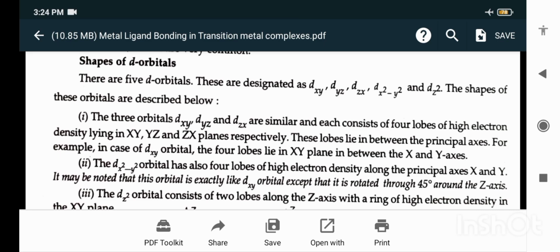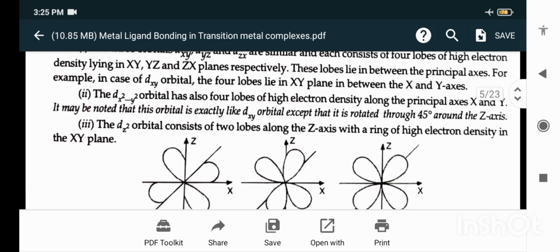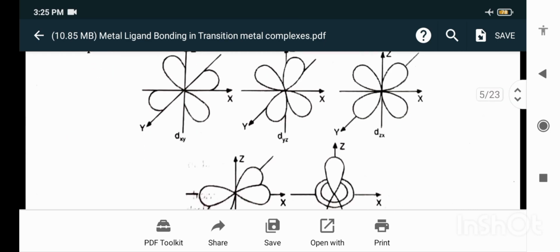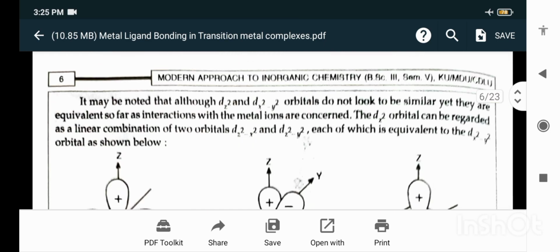The dx square minus y square orbital has also four lobes of high electron density along the principal axes x and y. It may be noted that this orbital is exactly like the dxy orbital, except that it is rotated through 45 degrees around the z-axis. The dz square orbital consists of two lobes along the z-axis with a ring of high electron density in the xy plane. It may be noted that although dz square and dx square minus y square orbitals do not look similar, yet they are equivalent so far as interactions with the metal ion are concerned.